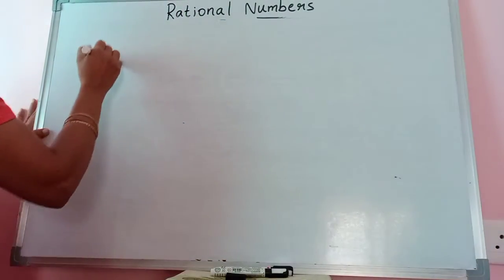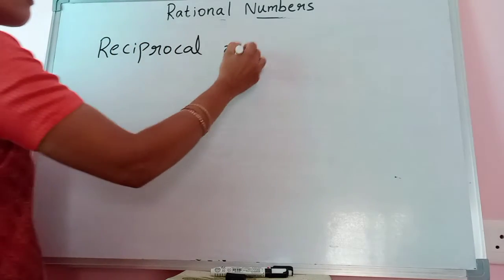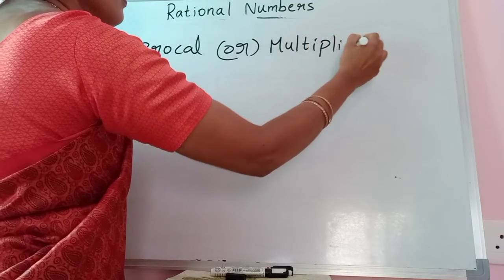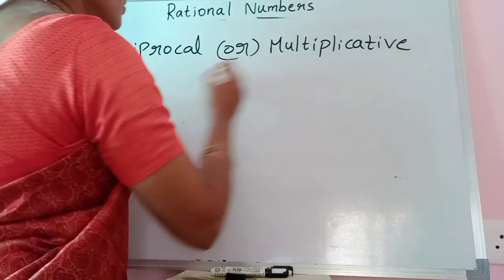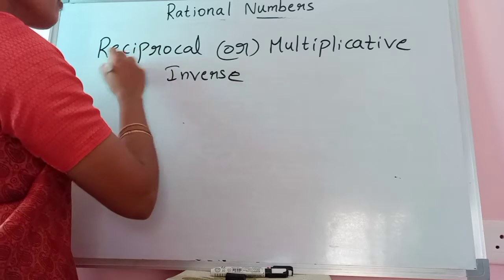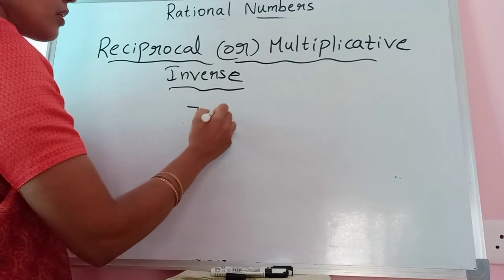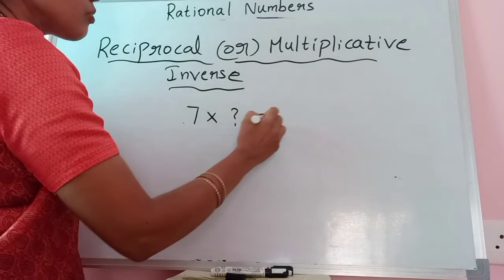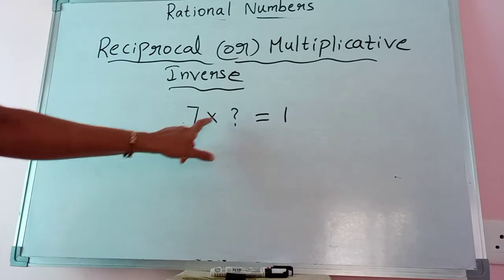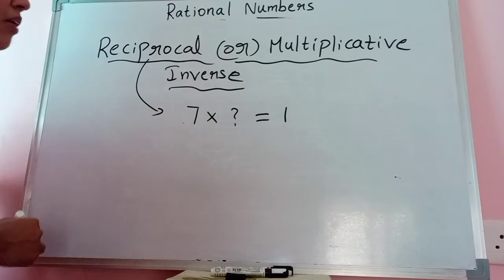Reciprocal. We also call it the multiplicative inverse. Multiplicative inverse, reciprocal or multiplicative inverse. Now here, by multiplying 7 with which number do we get the product 1? Think, children, by multiplying 7 with which number do we get product 1? That is the reciprocal of 7.